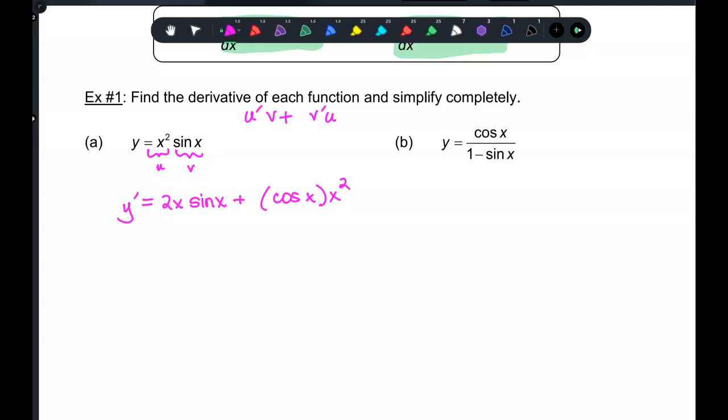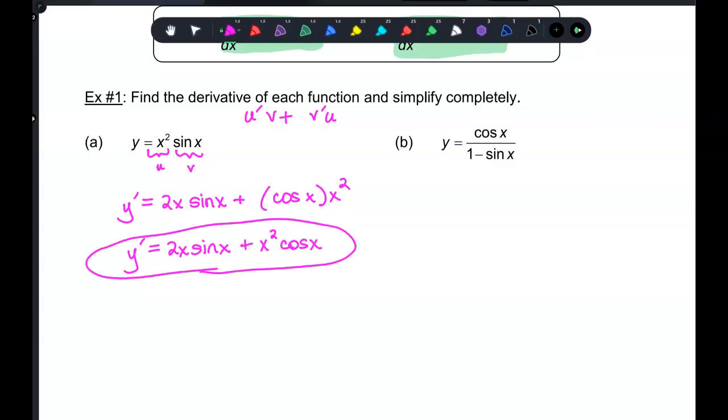Okay, now I'm going to do one little thing here. I want to just move the x squared to the front because I don't want to accidentally make that a cosine of x cubed. So I'm just going to put the x squared in front, and that's really all we can do with that. Could you factor out an x? Sure. Do you need to? No. More work than you need to.